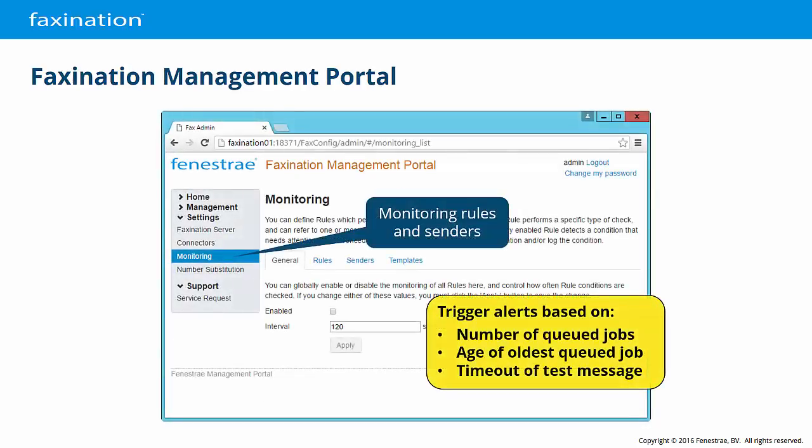The Monitoring window allows you to configure Faxination server health monitoring and trigger alerts based on the number of queued jobs, the age of the oldest queued job, or the timeout of a test message generated by the health monitor. When triggered, an alert can be sent to one or more email addresses via SMTP and/or logged to the Fin Monitoring table of the Fin Messaging SQL database. When the alerts are written to SQL, SQL monitoring tools can be used to generate additional administrative alerts.